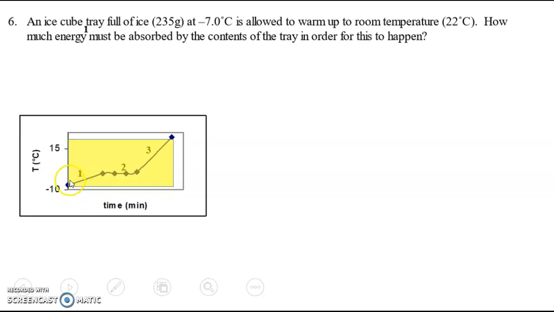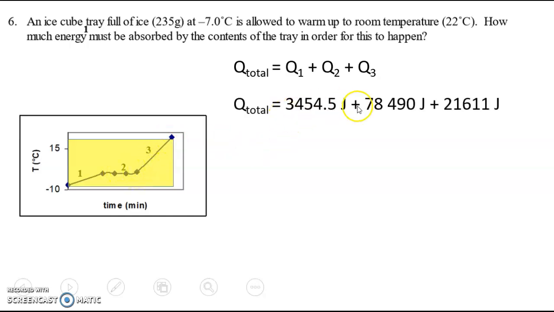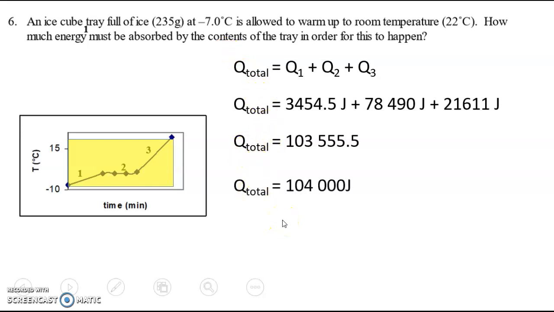So our total energy is going to be the energy it took for all 3 steps. So we figure our energy for 1, the warming up the ice, energy 2, melting the ice, and energy 3, warming up the liquid water. We just add those answers together, and our total energy is about 103,555.5. And honestly, we probably should only keep 2 significant figures, but the answer key kept 3, and that would be fine. I'm not going to get too hung up on the significant figures here. So about 104,000 joules of energy would be what would be needed for all 3 steps.